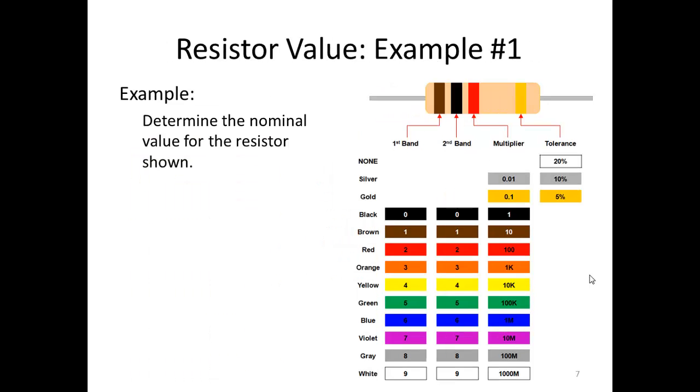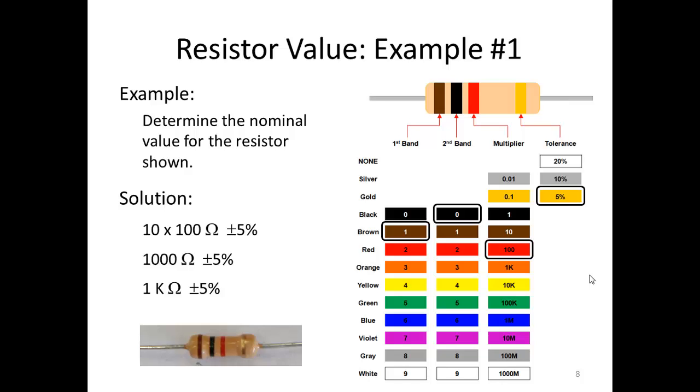Let's look at this first example. We have a brown band for the first band, a black, red, and then gold for the tolerance. The first band is 1 and the second band is 0, so that's 10. Red is the multiplier, so we multiply by 100, and gold is the tolerance, so it's plus or minus 5%. So 10 times 100 is 1,000 ohms, plus or minus 5%. 1,000 ohms could also be said as 1 kilo ohm.